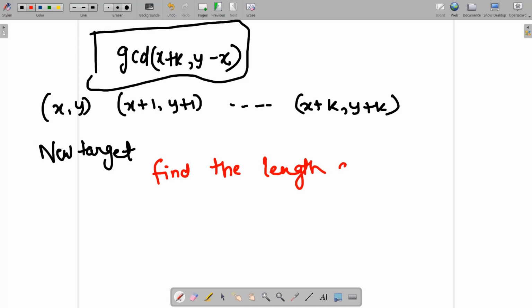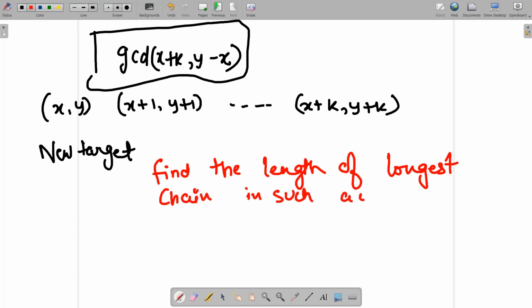Find the length of the longest chain in such a way, such that GCD of x plus k comma y minus x will always be equal to 1 for all the pairs.